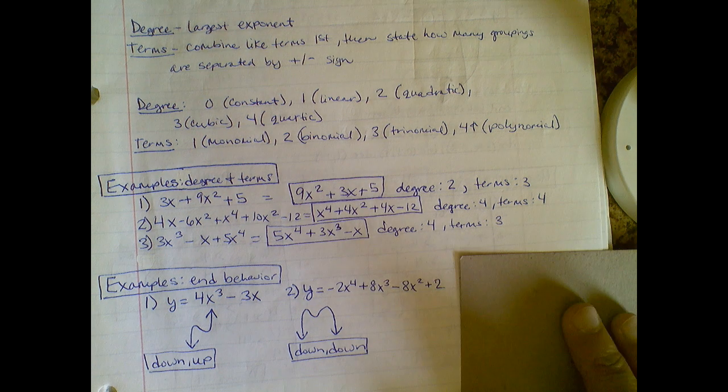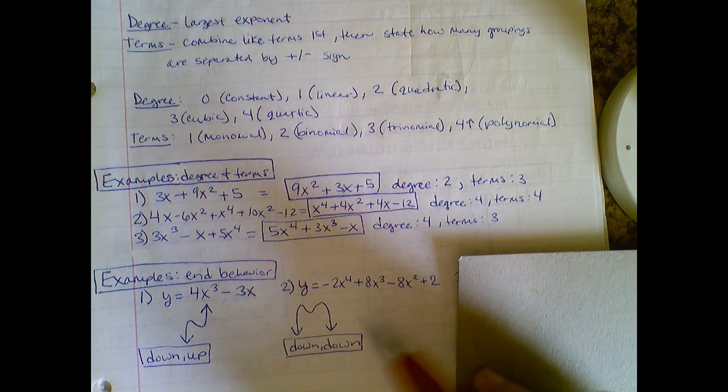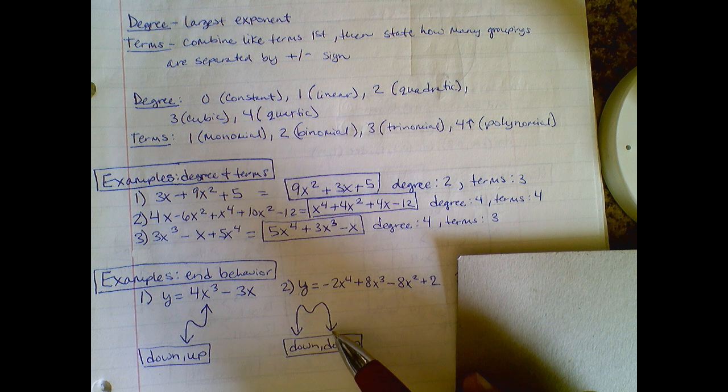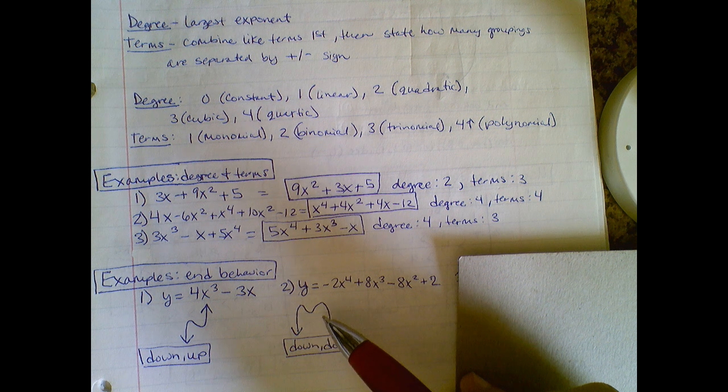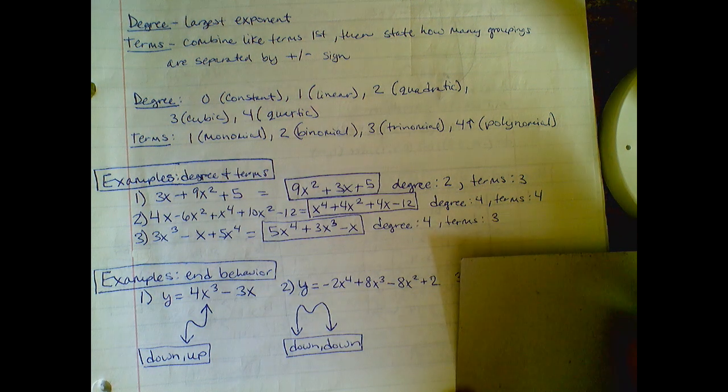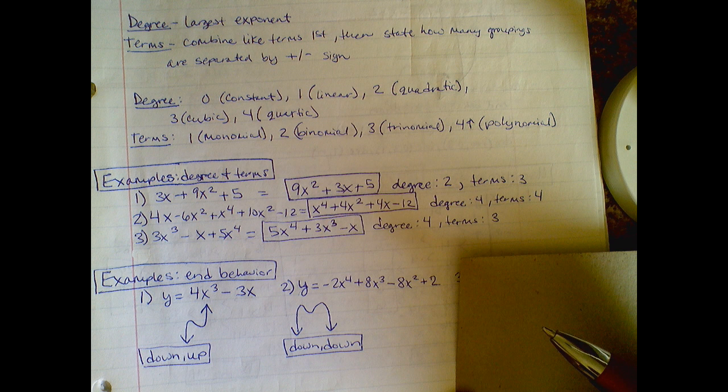So again, we could graph this, and it's going to look something like a curvy downwards W. And both arrows are pointing down, so the end behavior is down and down. Okay, we don't have to worry about everything in between. They just want the end behavior, so what are the ends doing? They're both pointing down, so down and down.